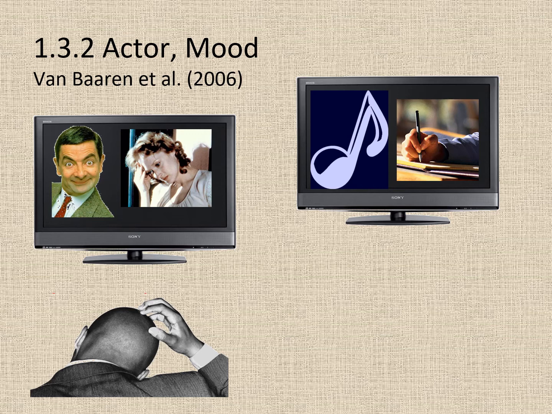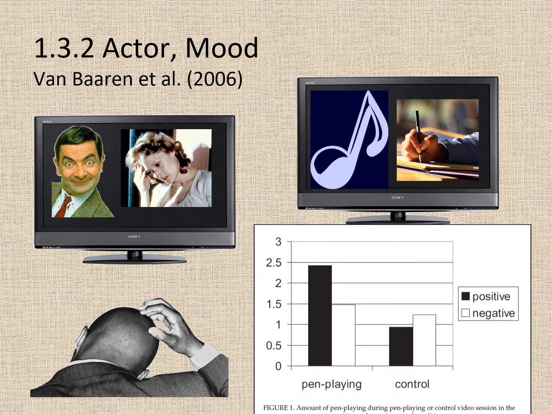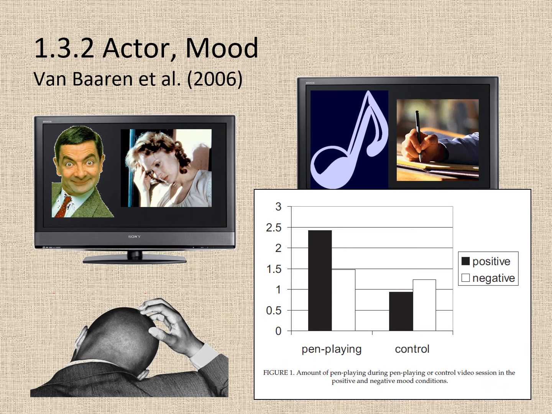We have the control condition here, when the person on the video is not playing around with their pen. Then we see the mood does not have much effect. But when the person on the video is pen playing, the subjects themselves are pen playing, but to a higher degree if they have been induced into a positive mood compared with a negative mood. So again, positive mood increases likelihood of, in this case, imitation. Similar result as in the other study.